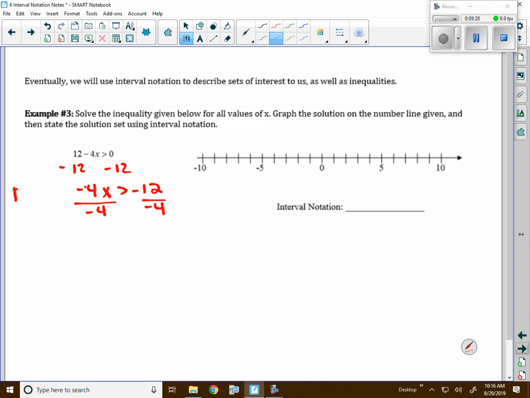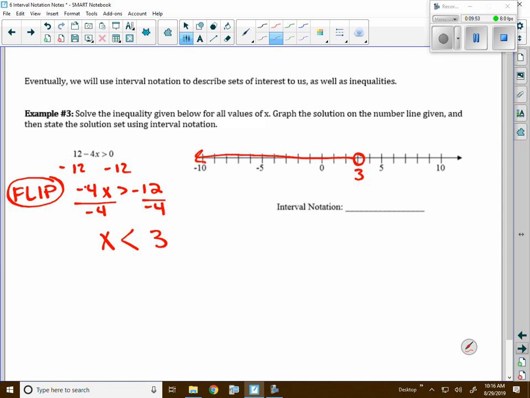Keep in mind, when we divide by a negative number, we have to flip that inequality sign. So now it's going to be x is less than 3 on that side. So if we graph it, we'll have an open circle at 3, and x is less than.